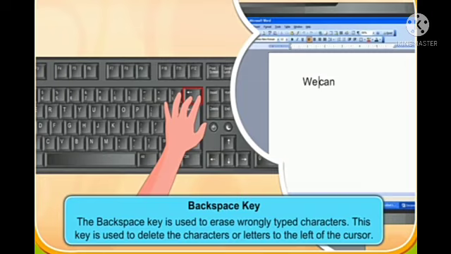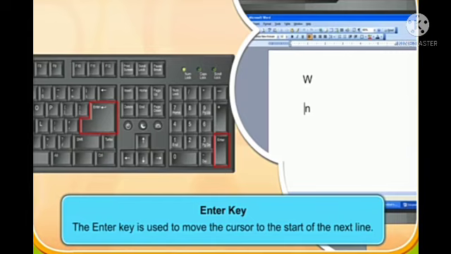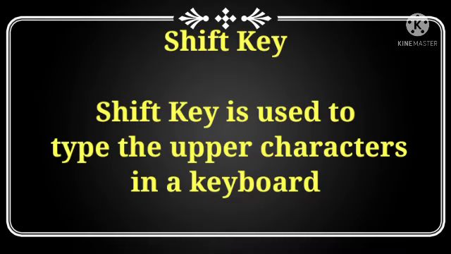And there is one more key, we call it the delete key. That key is used to delete letters or a file or a folder in a computer. When you press the delete key, it deletes the letters from the right side. So there is a difference between delete key and backspace key. The next key is the shift key. This key is used to type the upper characters in a keyboard.